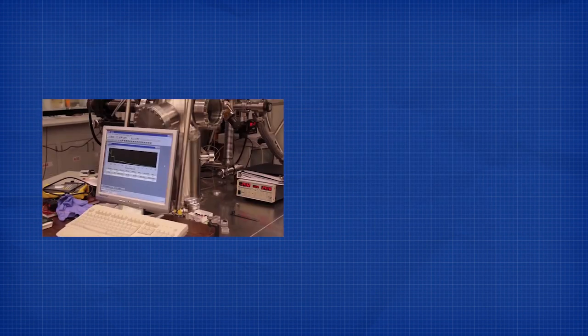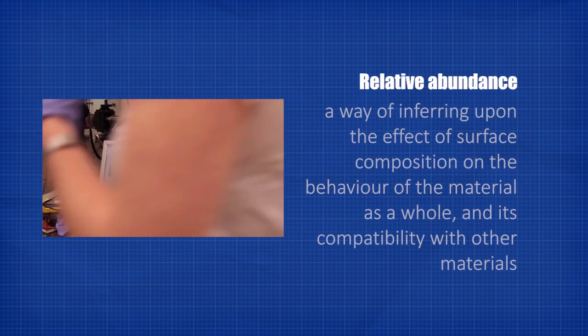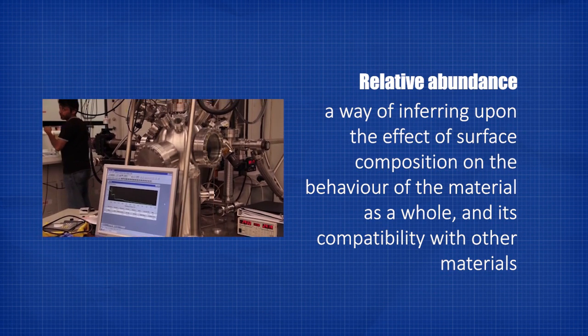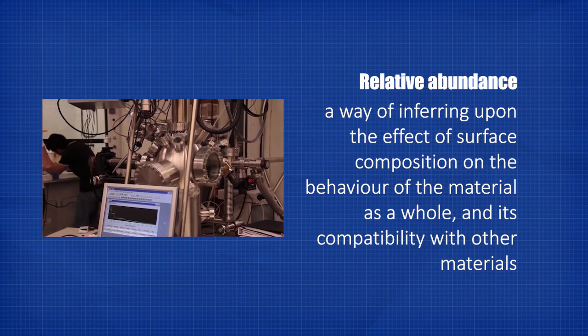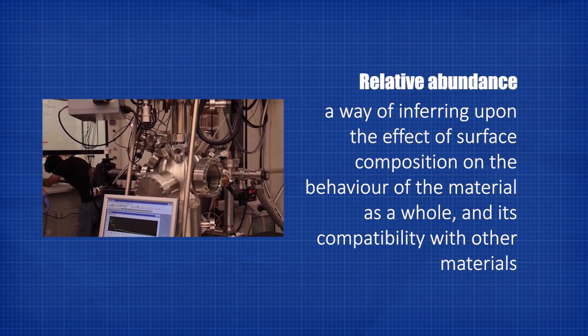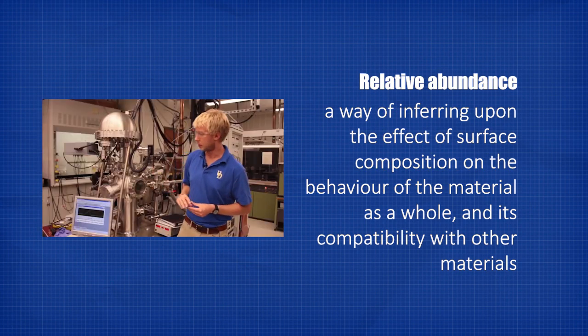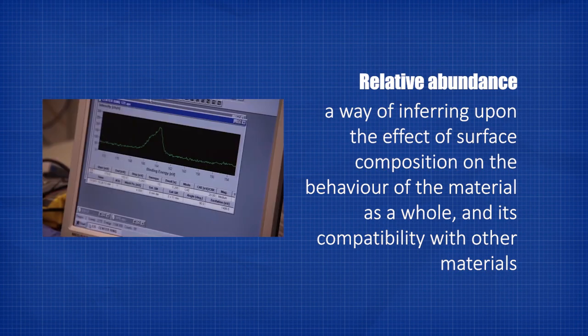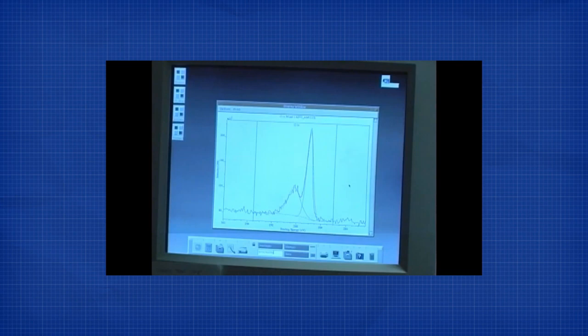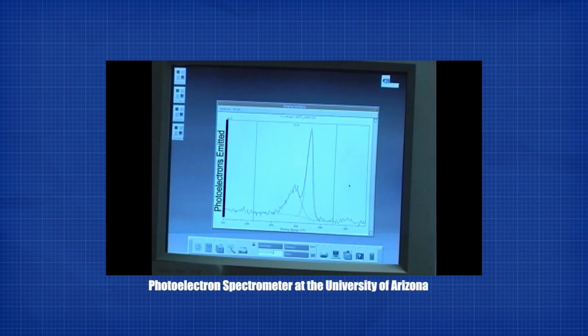XPS measures relative abundances of material surfaces, providing information in the form of peaks over varying energies. This is especially useful in studying the effect of elemental composition on the surface material behavior. It allows researchers to further develop and optimize the designs of future materials that function more efficiently.